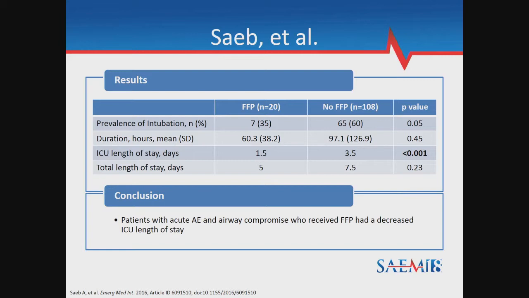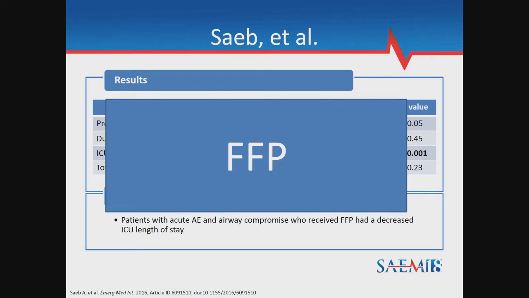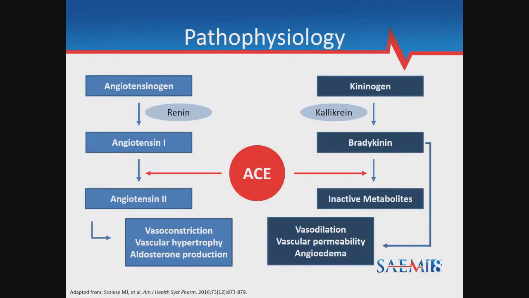Again, it's limited because the FFP group was such a small sample size, especially compared to the no FFP group. But because of this and my own personal experience with using FFP for this indication, this is my go-to treatment choice. What was the dose in the Saeb study? They didn't say. So that was a limitation. They did not report any of the units that they used, or if the patients received conventional treatment. So obviously fraught with limitations.